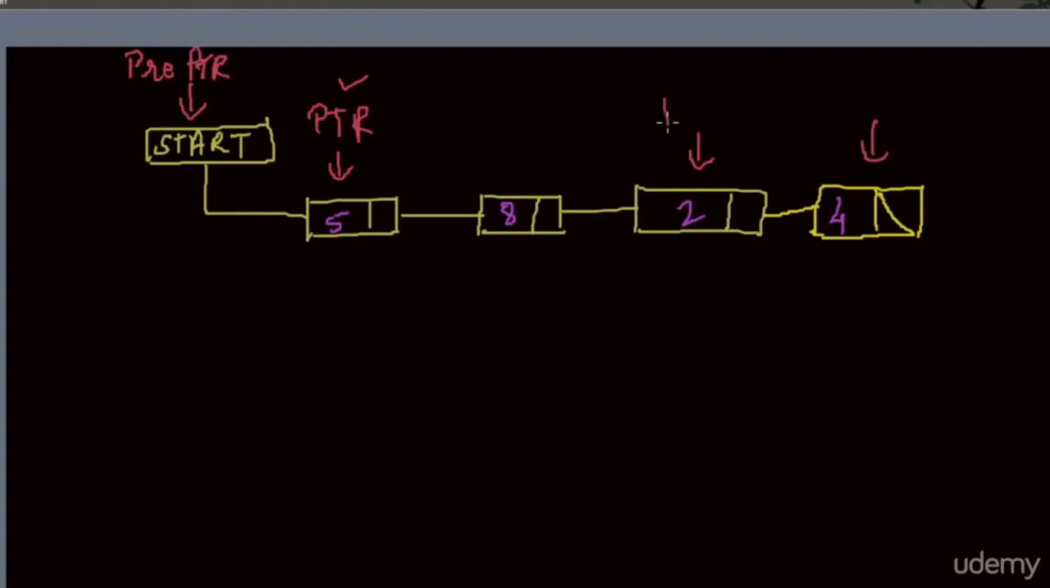Once pre-ptr is here and ptr is here, then what we will do is we will simply mark the link part of pre-ptr as null and delete this one. Alright, let's try to do it using a program.